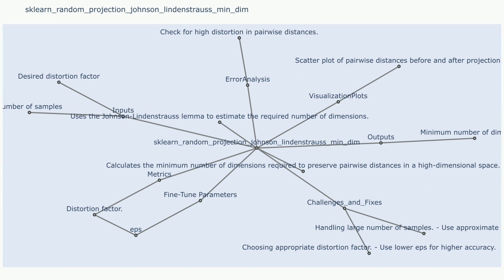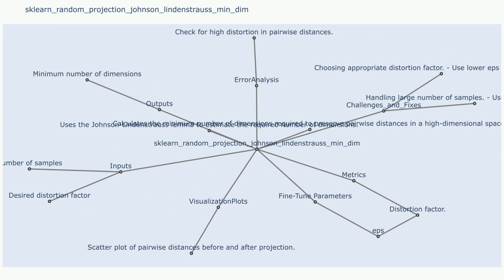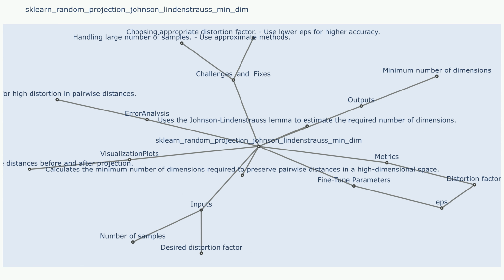Fine-tune parameters: eps. Adjusting the error bound eps influences the trade-off between accuracy (lower eps) and dimensionality reduction (higher eps). Uncertainty methods: Monte Carlo simulations running multiple embeddings with different random projections can assess the variability of the dimensionality reduction process and provide confidence intervals for pairwise distance preservation.